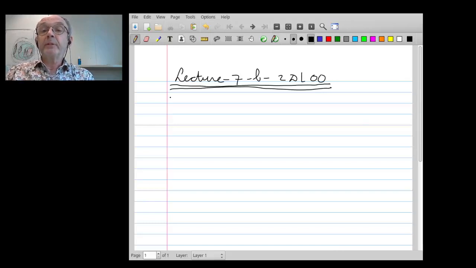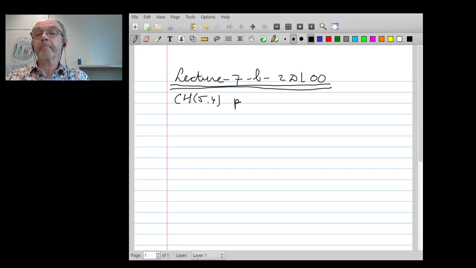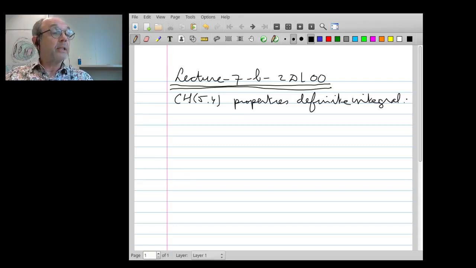Okay, we have just introduced the definite integral and the indefinite integral, and now we go to chapter 5.4, where we will look at all kinds of properties of those definite integrals. We will see all kinds of things, and for some of them you will say, oh yes, that I could also have seen.